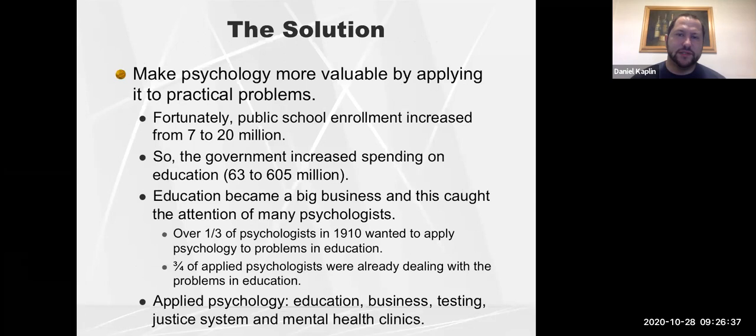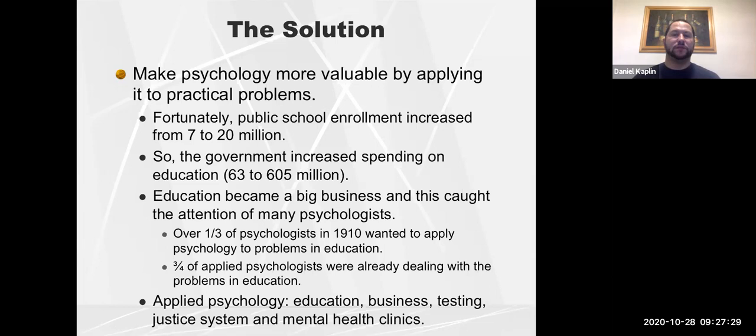So what's the solution? Well, one thing that's happening at the end of the 1800s and the beginning of the 1900s is the mandate that all children go to school. So once you have this boom in public school enrollment, then you have issues around education. When we look at public school enrollment, it jumped from 7 million students to 20 million students. So as a function of that, the government put more money into education. So what happened? Psychologists found their first applied avenue in the field of educational psychology.